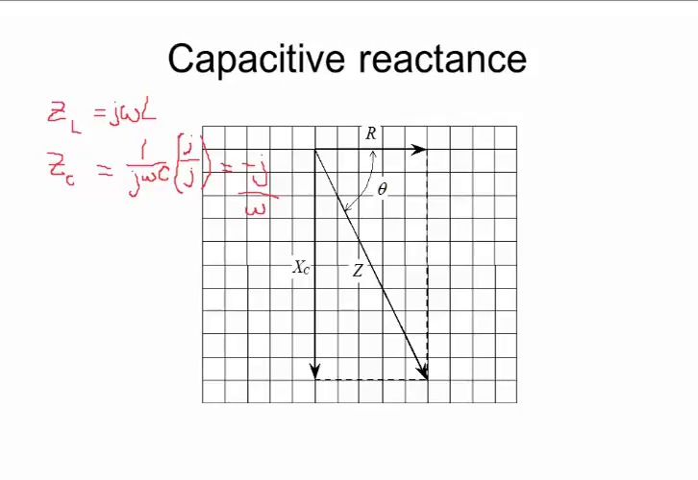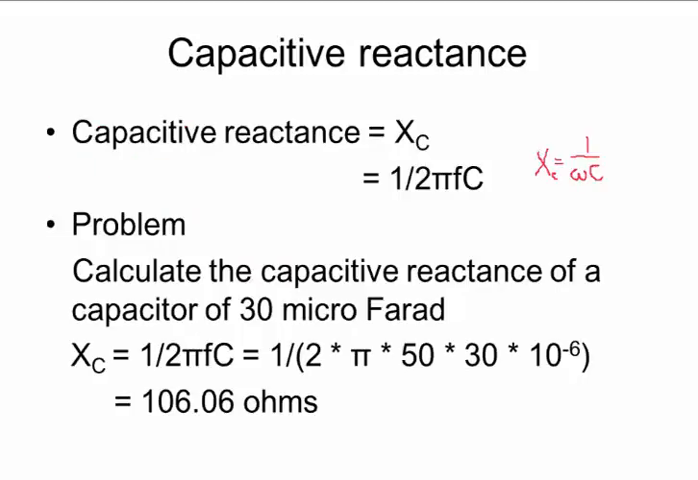So this is then the expression for ZC, and remember that XC is equal to 1 over omega C, so therefore ZC will be equal to minus j XC, like that. And XC is, of course, defined on the previous slide.